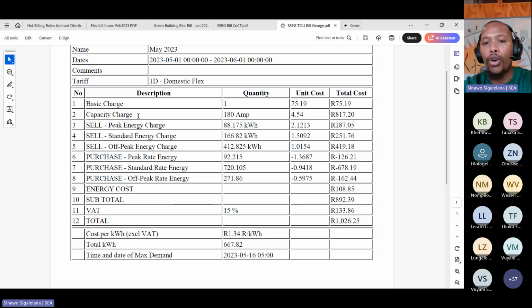All right. But all of these numbers, colleagues, they are determined by a cost of supply study. There's no other way to know. All right. I hope that answers you.